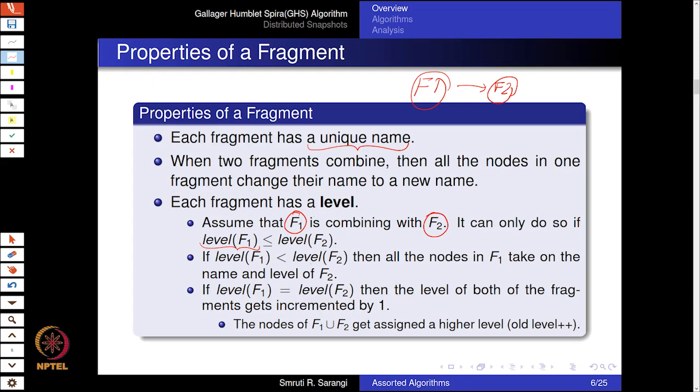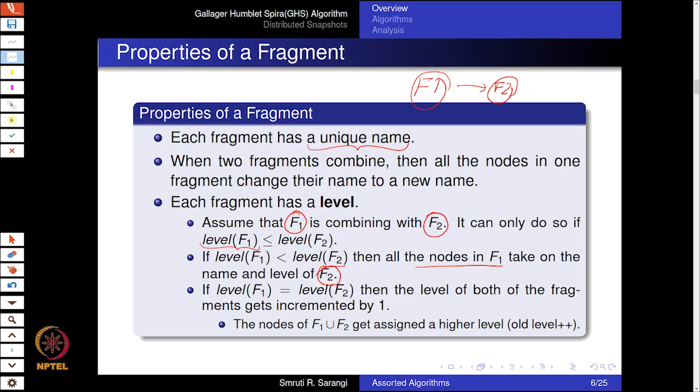If level of F1 is less than level of F2, then all the nodes in F1 take on the name and level of F2. Which basically means if a smaller company joins a big company like a multinational, all the nodes in the smaller company F1 will take on both the name and the level. So every fragment has a name and a level, and the level is somewhat indicative of its size. So F1 loses its identity, and the nodes of F1 take on the name and level of nodes in F2.